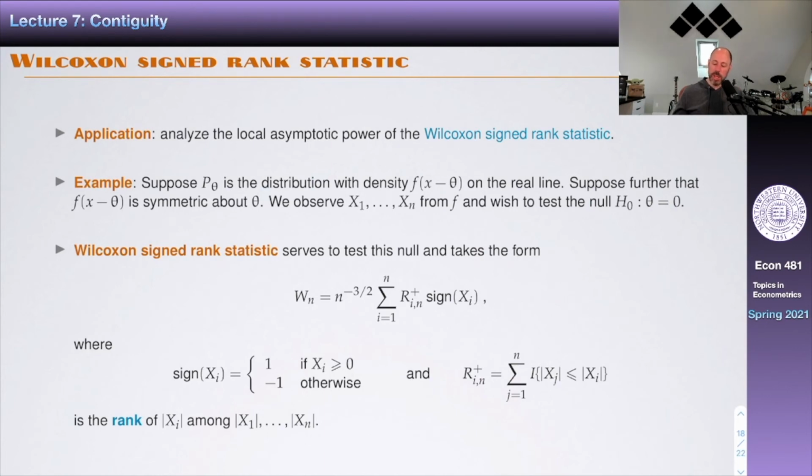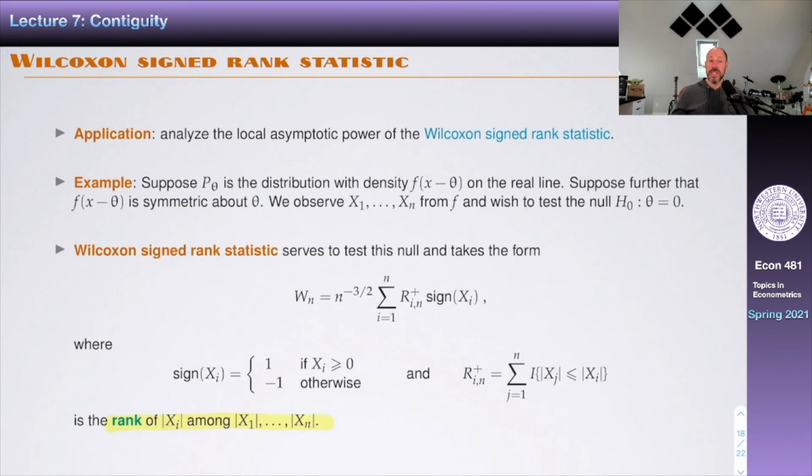What is the test statistic? Well, remember what we had, Tn, Sn, and now we're going to have Wn. Wn is n to the minus 3/2 times the sum from 1 to n of the rank of the ith observation times the sign of Xi. The sign of Xi is going to be 1 if x is positive, and negative 1 otherwise. And then the rank is just the rank of the absolute value of Xi among all the other absolute values of the observations.